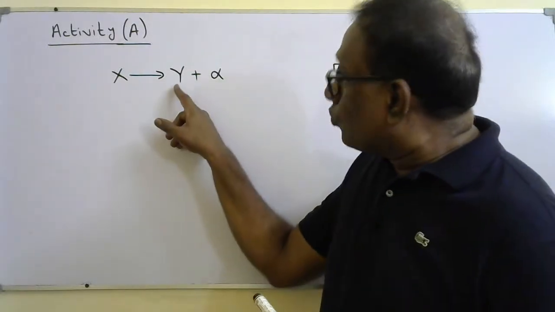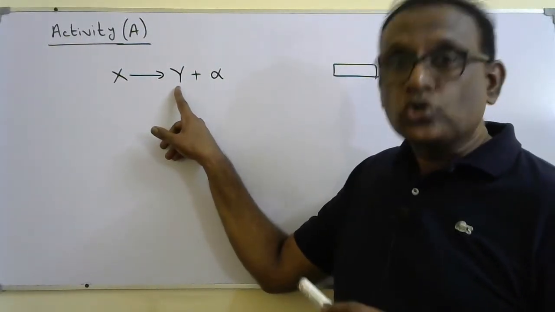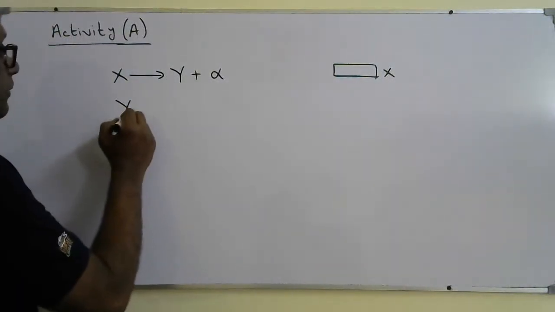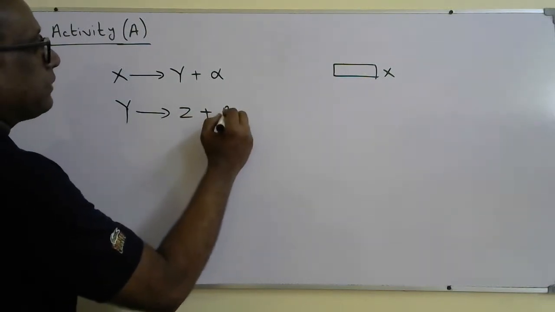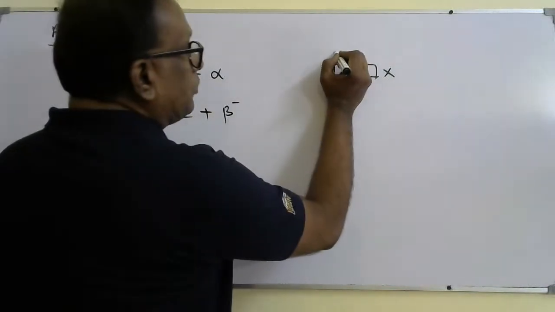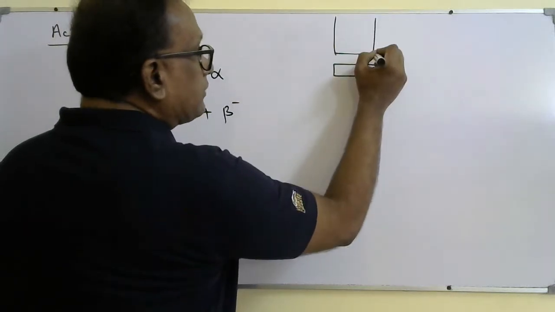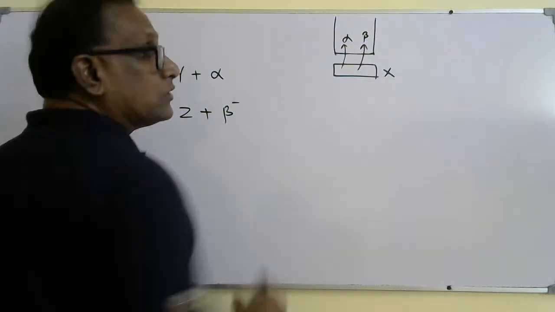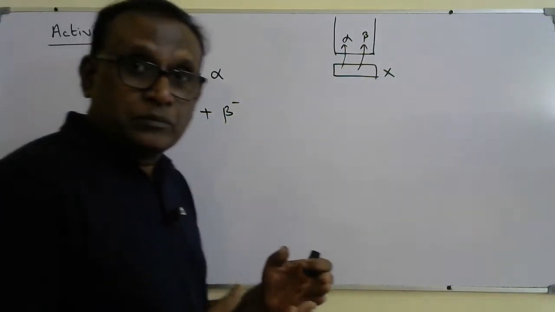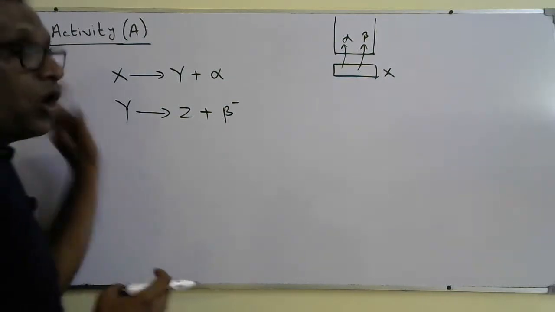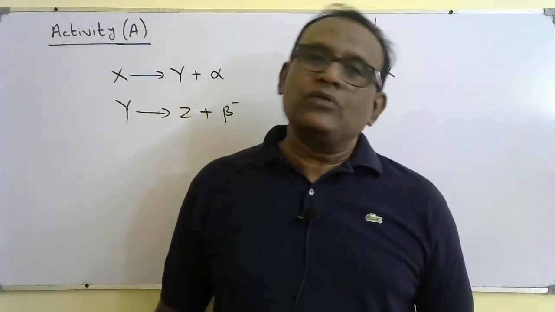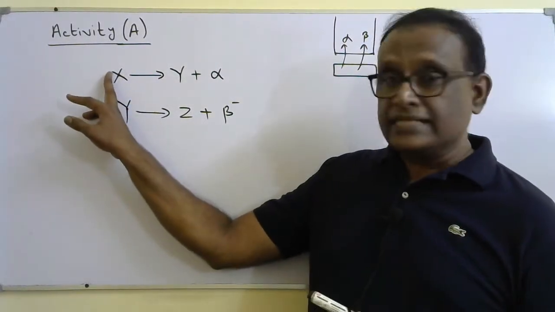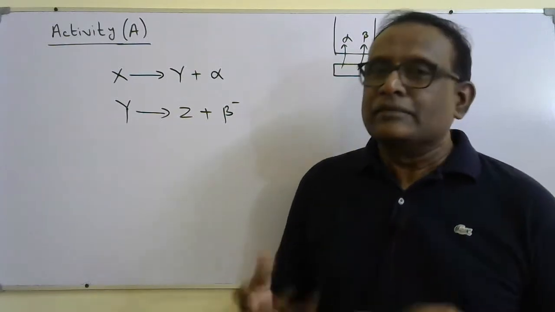But if Y, the daughter nucleus, is also unstable, maybe Y is emitting beta minus, then what will happen? It becomes Z by emitting beta minus, which means the Geiger-Müller count tube that you keep above the sample will count both alpha and beta. So the count rate will be more than the activity of X or the activity of Y. There we can say the count rate is equal to the sum of the activity of X and the activity of Y, but it's a little bit confusing at that time.